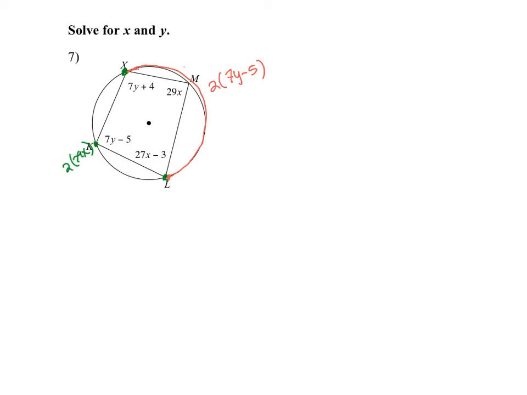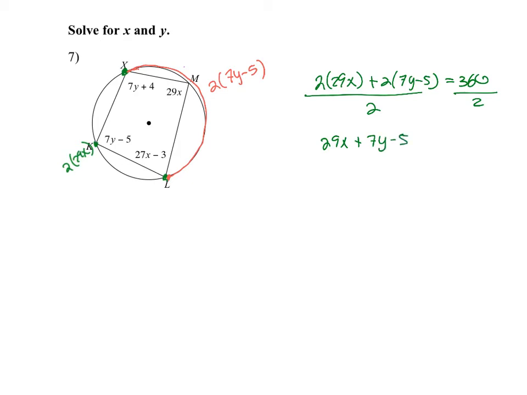So now I have 2 times 29x plus 2 times 7y minus 5 equals 360. If I divide everything by 2, I can cancel out those 2. So 29x plus 7y minus 5 equals 180. And I'm just going to add 5 on both sides. So 29x plus 7y equals 185.